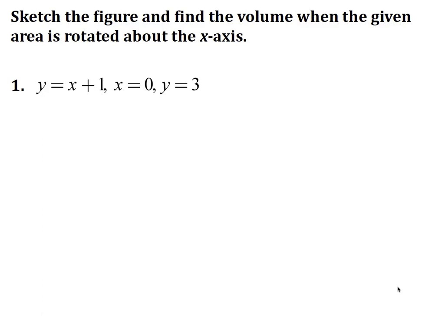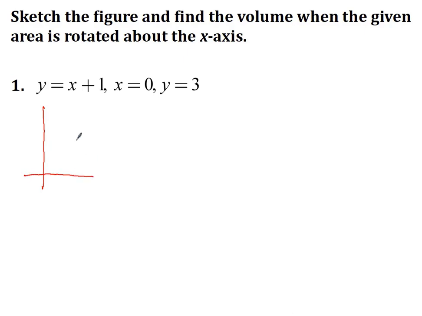Alrighty, so we're going to find the volume of a figure that is created when the region bound by the function y equals x plus 1, y equals 3, and the vertical line x equals 0 is revolved about the x-axis. So we know that we're either going to use disk method or washer method, but until we sketch it, we're not really sure which one. So let's see what this is going to look like.